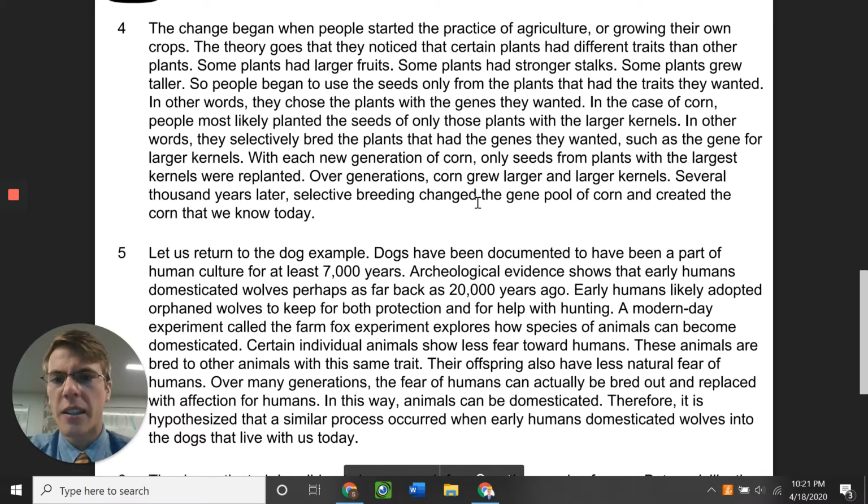In other words, they selectively bred the plants that had the genes they wanted, such as a gene for large kernels. With each generation of corn, only seeds from plants with the largest kernels were replanted. Over generations, corn grew larger and larger kernels. Several thousand years later, selective breeding changed the gene pool of corn and created the corn we know today.